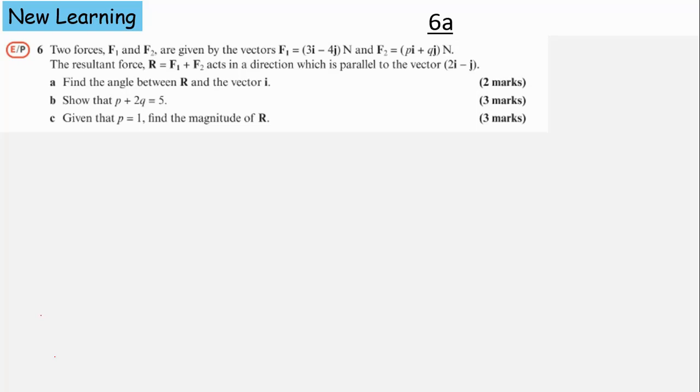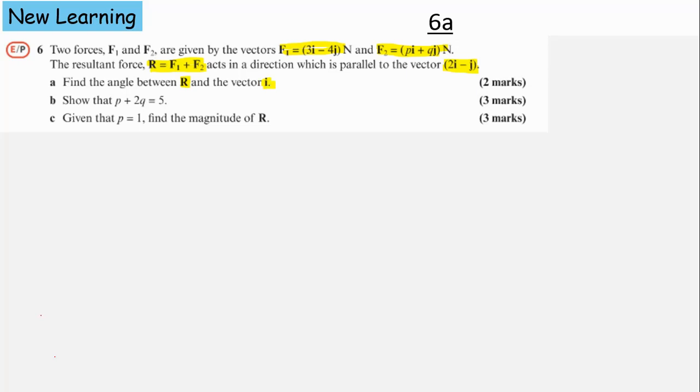Two forces F1 and F2 are given by the vectors F1 is equal to 3i minus 4j and F2 is equal to pi plus qj. The resultant force, so if we added those two vectors together, we'd get vector r. And this acts in a direction which is parallel to the vector 2i minus j. Find the angle between vector r and vector i.